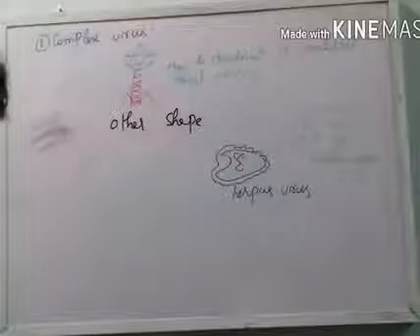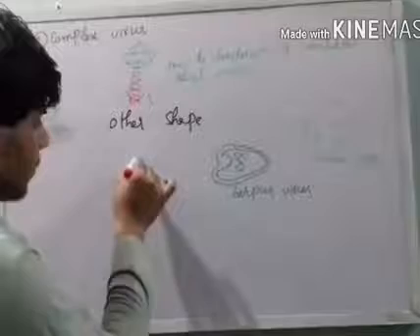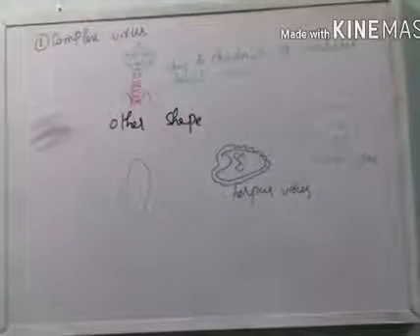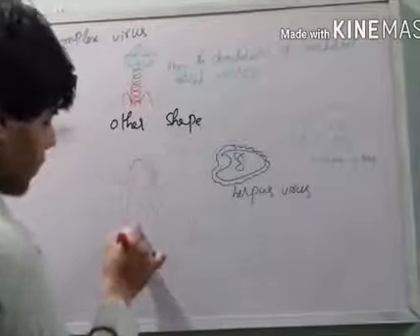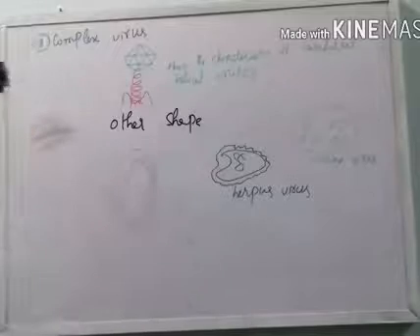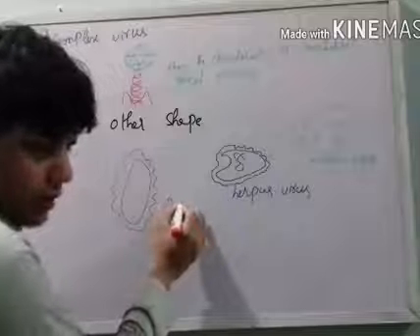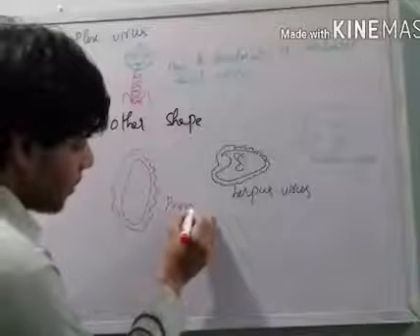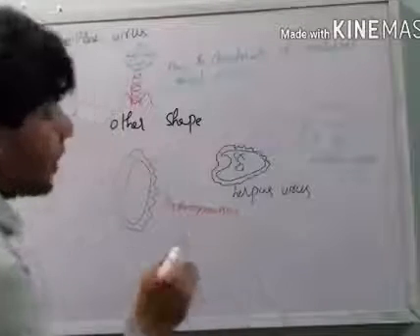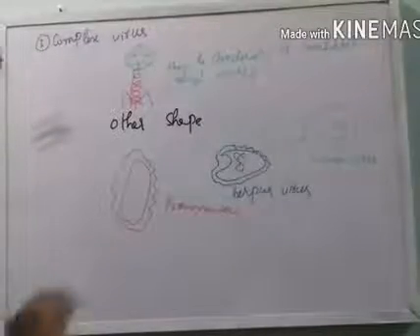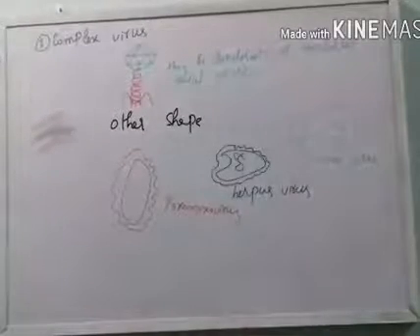Third, we have another virus shape which is oval in shape, and it will look like this form. We call that the paramyxovirus. So if you see viruses in the electron microscope, you will usually see these shapes.